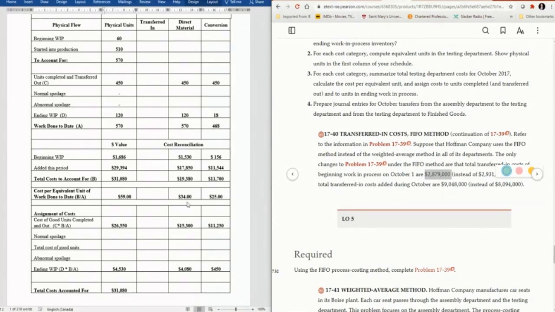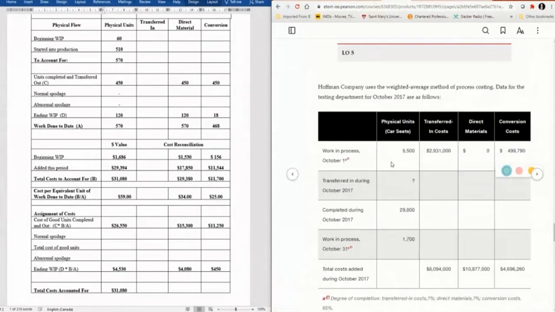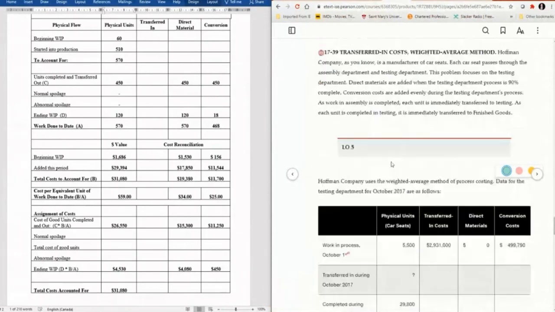So on the right here is problem 39. Similar kind of setup. In this case, we're making car seats. But we're going through two different departments, the assembly department and the testing department, before it is shipped out. And so at the moment, we're looking at only the testing department financial statements or production reports. But we need to know what value is work in process in testing.